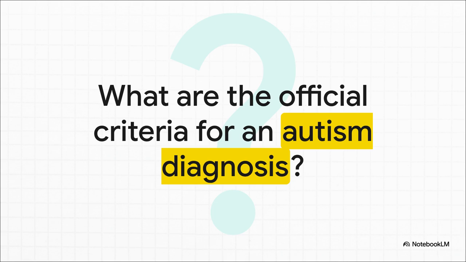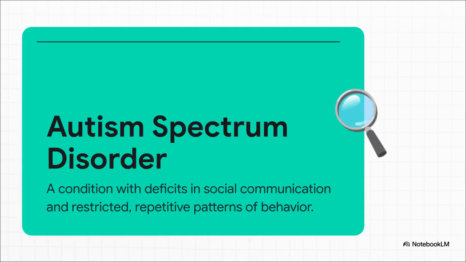Well, it's not a guess, and it's not a hunch. It's a very structured process with a really specific checklist. So let's walk through that checklist together. Okay, so the entire diagnosis really boils down to two core areas. You could think of them as the two main ingredients you absolutely have to have. The first is a consistent pattern of challenges in social communication. And the second, that's having restricted or repetitive behaviors. We're going to tackle that social piece first.